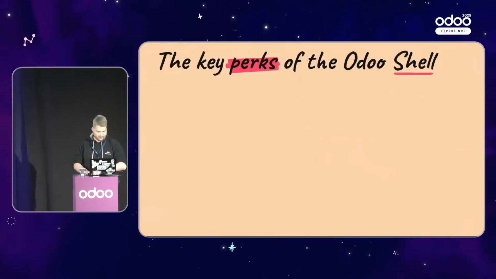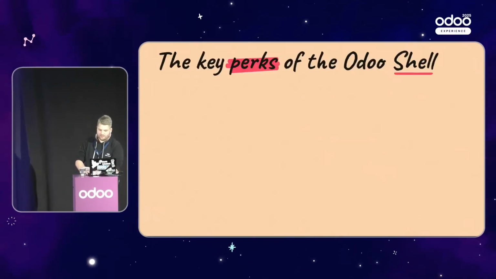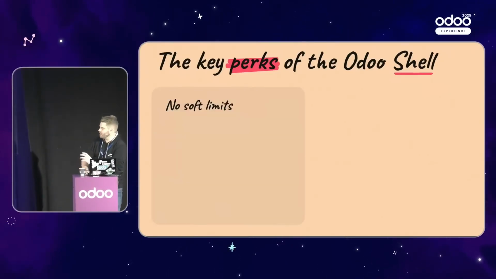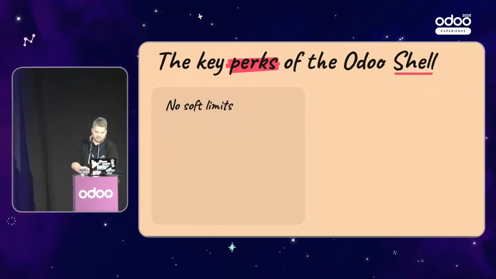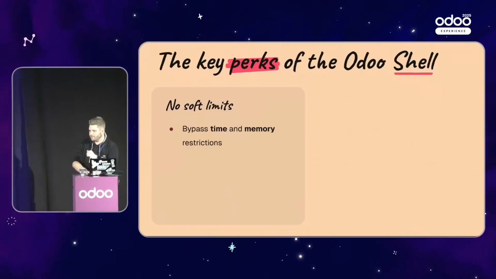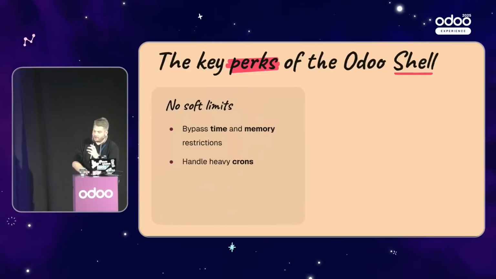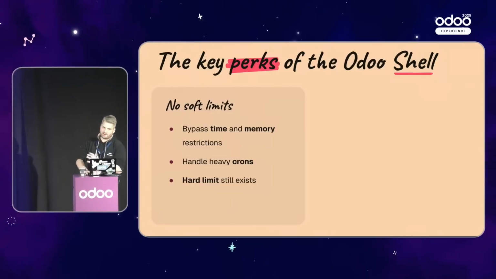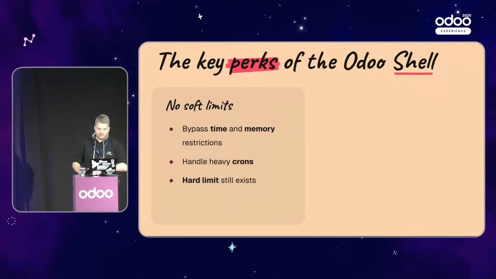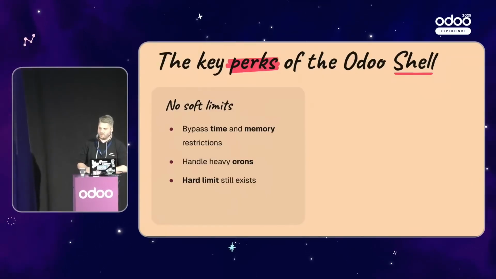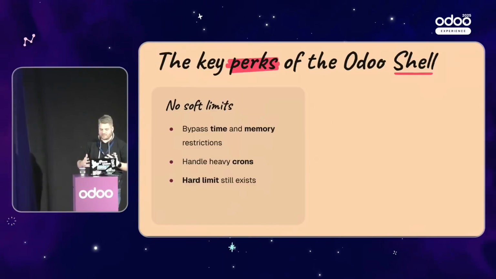Okay, now, the key perks of the Odoo Shell. This is where we can really harness the power of the shell. Why? Because in the Odoo Shell, we don't have to deal with soft limits. That means we can ignore all time and memory restrictions. So we can handle heavy crons that could have been blocked by those restrictions. But of course, you have to keep an eye on your hard limits. So it's always a good idea to have an htop tab open to see how much memory is taken, because that could mean there is a heavier problem at hand that you'll have to deal with first.